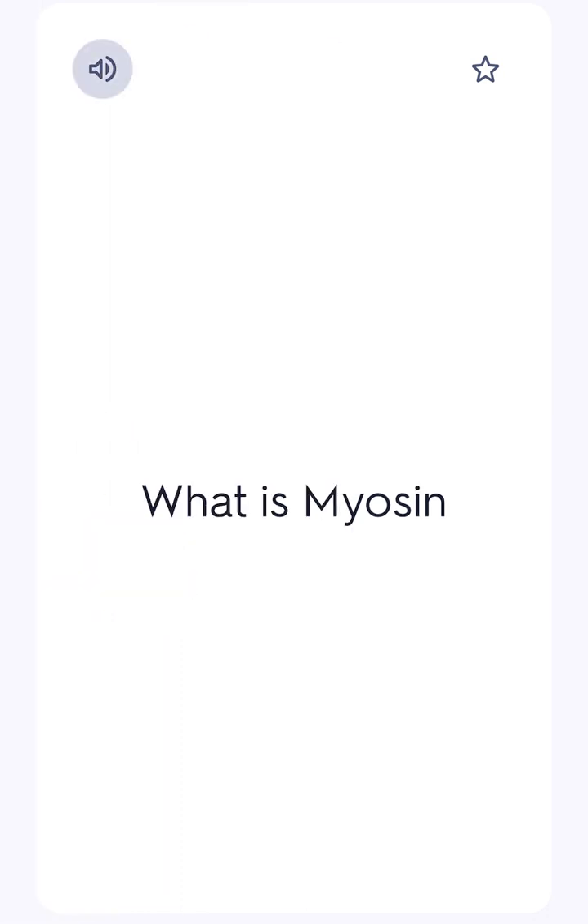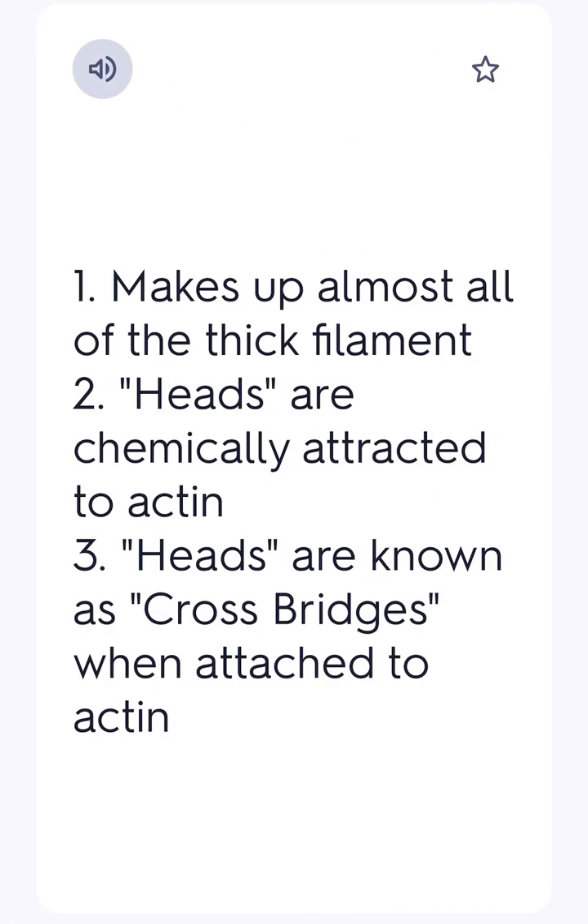What is myosin? 1. Makes up almost all of the thick filament. 2. Heads are chemically attracted to actin. 3. Heads are known as cross bridges when attached to actin.